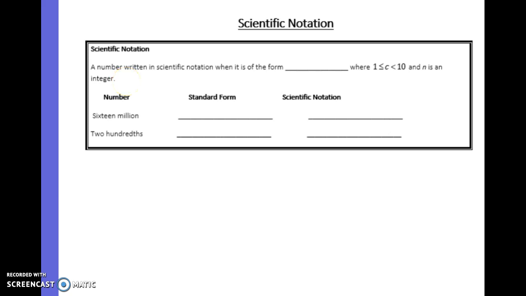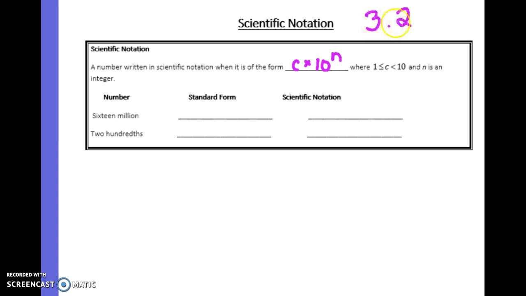Scientific notation is a number written in the form c times 10 to the nth power. This is really to represent really big numbers or really small numbers. The number c has to be greater than or equal to 1, and it has to be less than 10. So you're only going to have one digit before the decimal point in scientific notation.